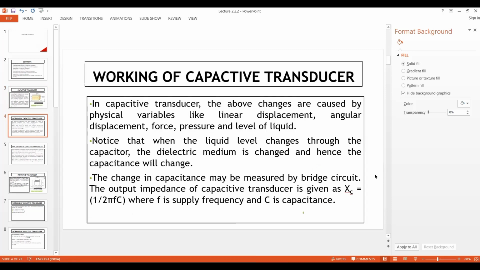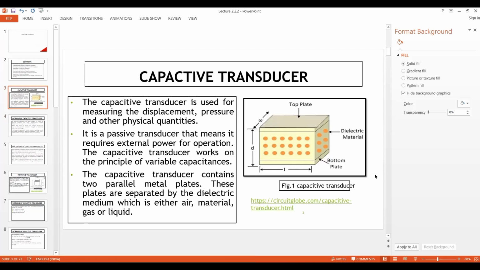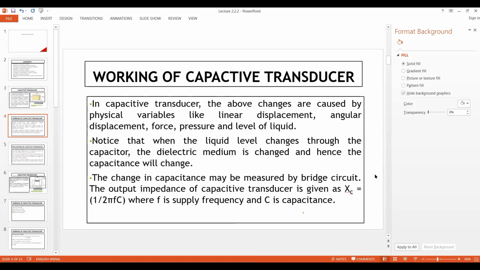Then how will it work? You can see that the top plate is there, and the inner plate is there, with the dielectric in between. L is the length, W is the width, and D is the depth. Depending on these, we deal with the capacitive transducer. With the capacitive transducer, we can easily work with variables like linear displacement, angular displacement, pressure, and liquid level, and it deals with Xc only, that is, capacitive reactance.